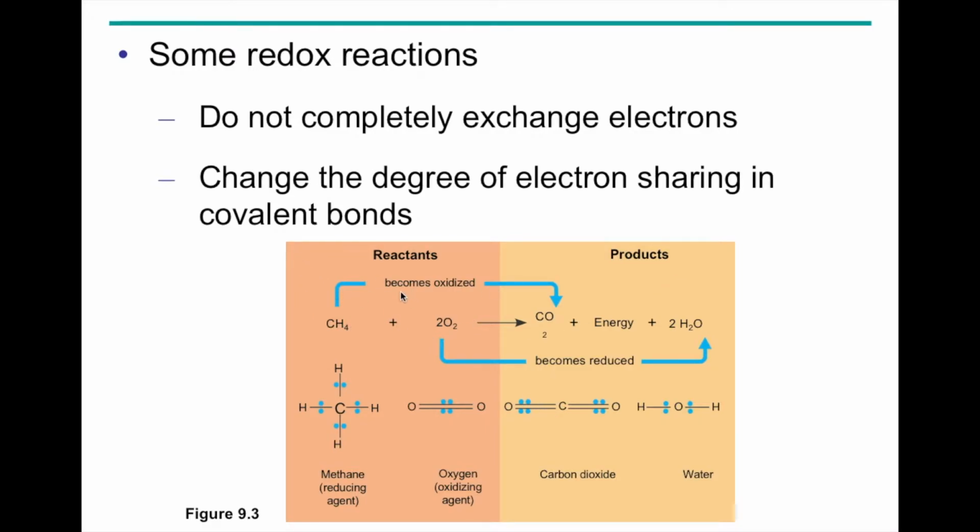But I guess you could look at this picture here and try and figure it out, see what is losing electrons here. We take methane and it becomes carbon dioxide. We know it is losing electrons because it's being oxidized. Whereas our oxygen that's becoming water is becoming reduced because it is gaining electrons.